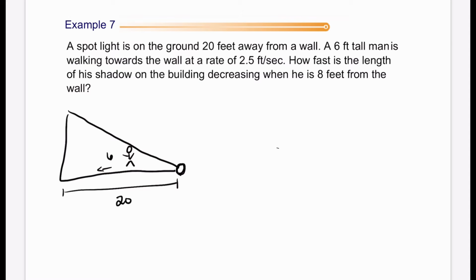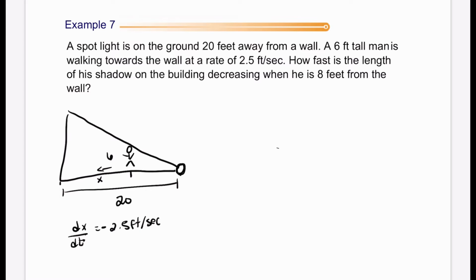So now I need to start labeling things. For now, I'm going to call the distance between the man and the wall x. So the speed that he's going, dx by dt, would be equal to 2.5 feet per second. Since the distance that he's moving is decreasing, we have to make sure that we make that a negative value. So it's going to be negative 2.5 feet per second.